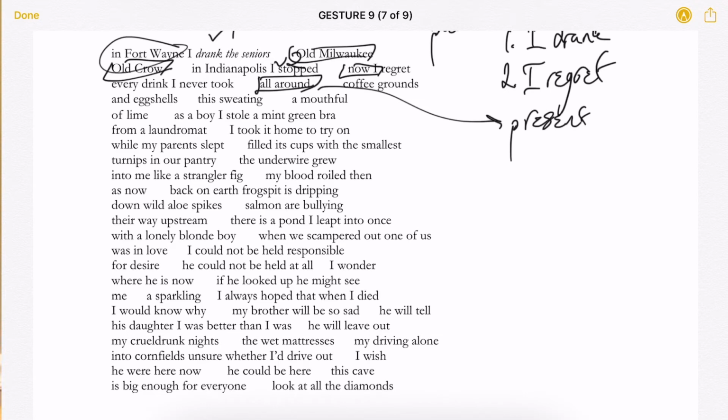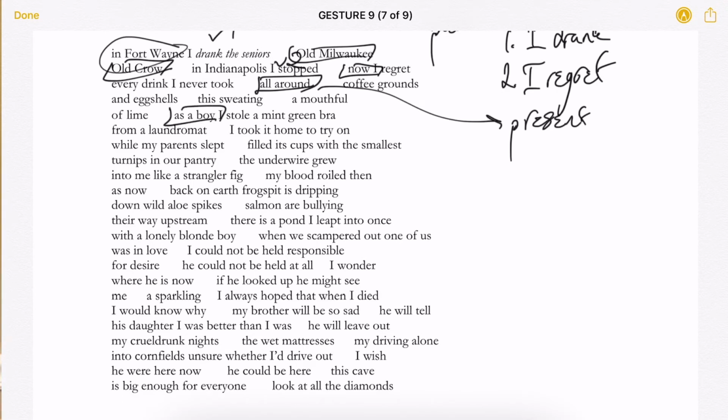It moves just as quickly as it moved into what seems like it could be a story, back into these scattershot impressions all around, or associative images, to use a less loaded term. "All around, coffee grounds and eggshells, the sweating, a mouthful of lime." We have images that are associating feelings, sensual feelings, with what the poem's focusing on. And then another jump in time.